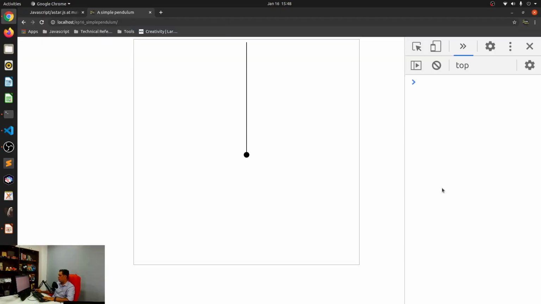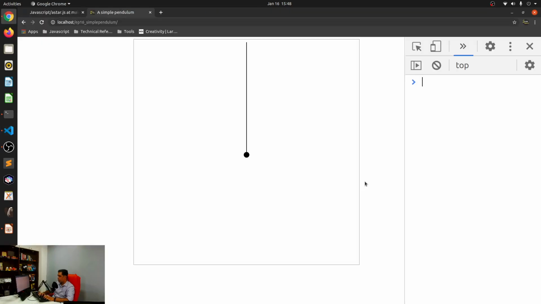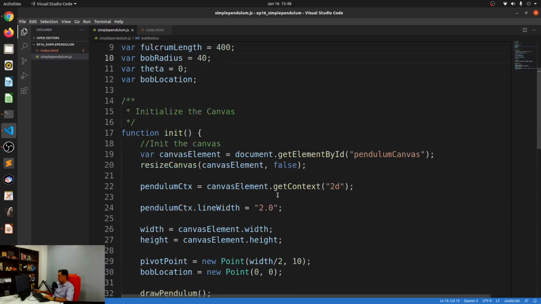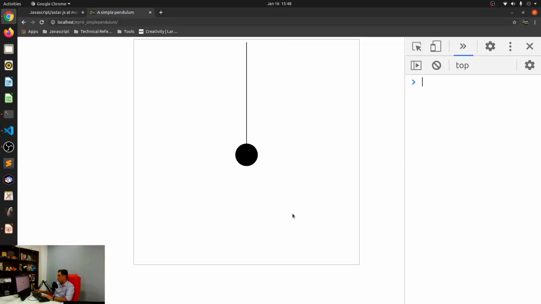Let's see. Oh, okay. That bob radius is too small. I'm going to make it 40, like a nice big bob. All right, it looks heavy, but remember it actually doesn't matter. Before we go there, the line width is already 2. Yes, so there you have it.